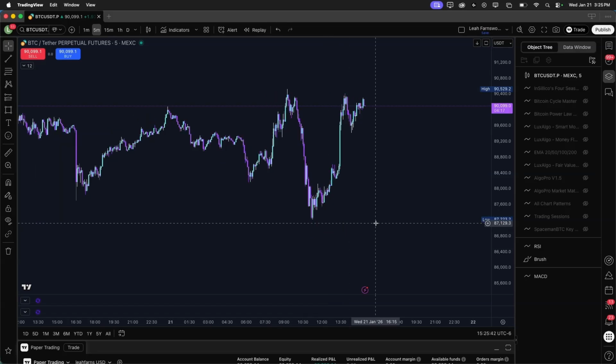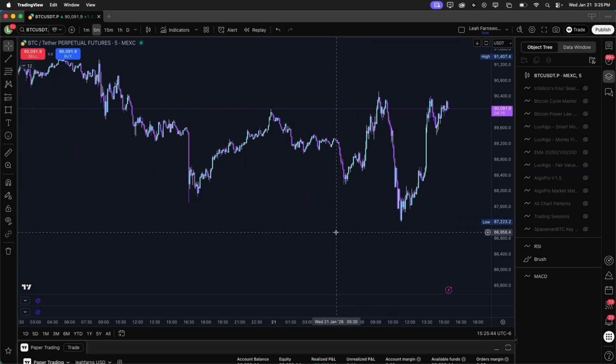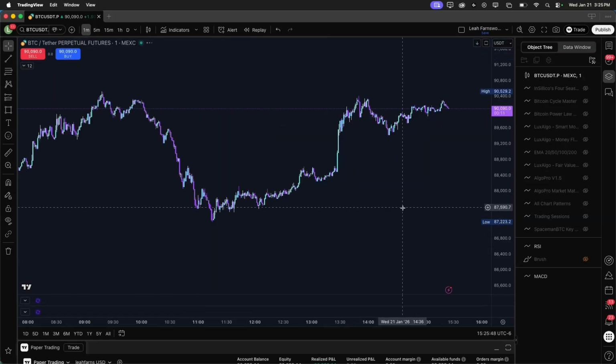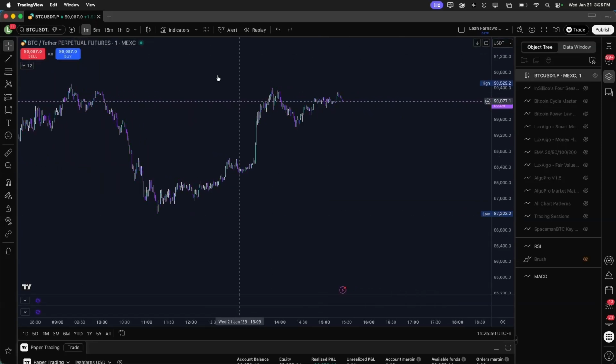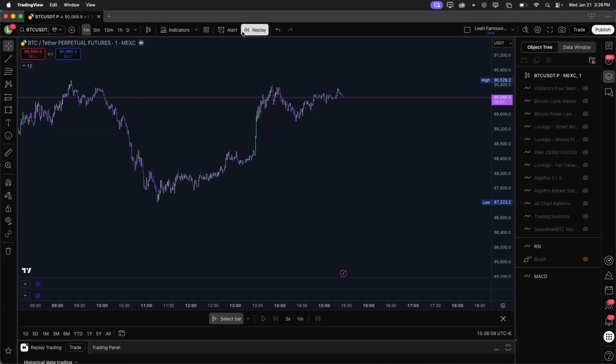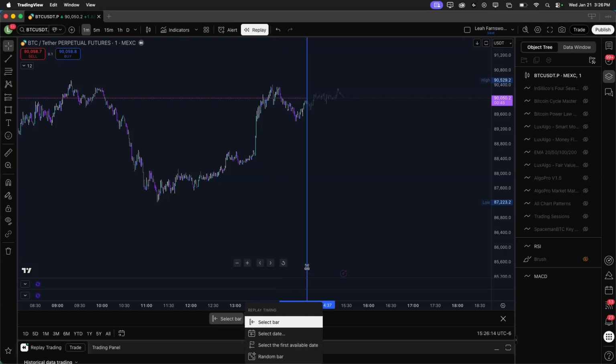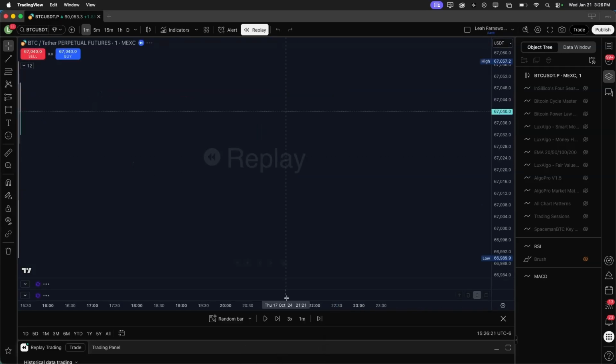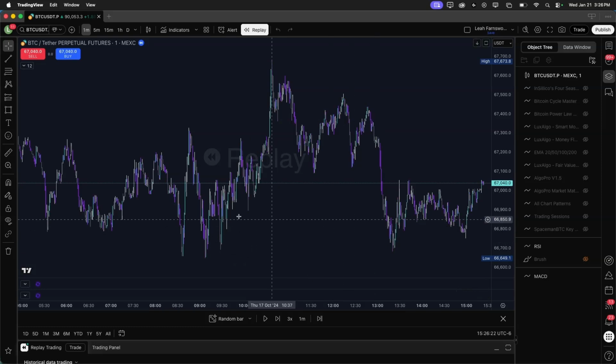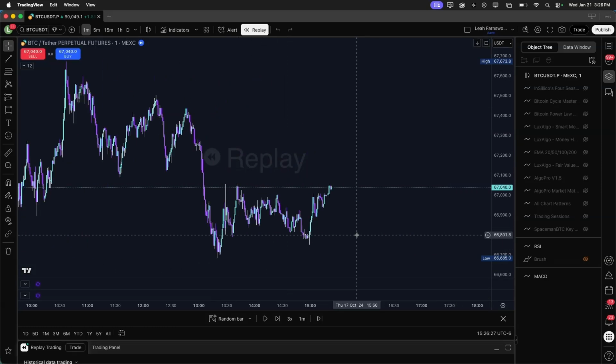So let's get into it. And this is how we scalp on the 1 minute time frame. So first of all, we're going to move to the 1 minute on Bitcoin here. And let's just go ahead and select replay here on TradingView. If you guys are looking to backtest or anything, I highly recommend using TradingView where you can backtest. So let's see, where's random bar? Random bar. Hopefully we're not too far back. Okay, 67,000, not bad. So we'll do a random bar replay here.